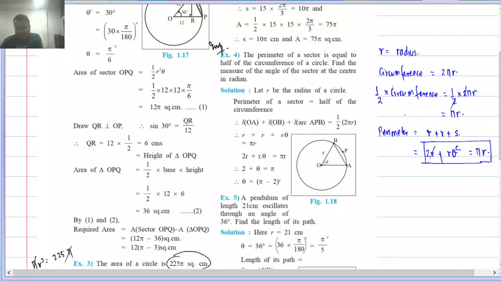So you can cancel r from both sides. So you get 2 plus theta is pi. So you get theta is pi minus 2 radians. Pi is 3.14, so 1.14 radians. That will be the answer.